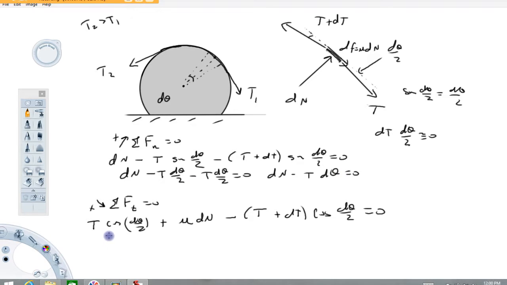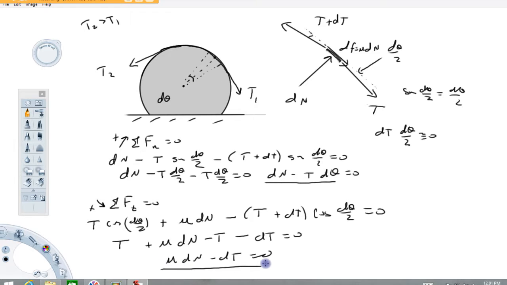Let's take a look at down here now. You notice we got these cosine of d theta over 2's. Well, cosine of d theta over 2, because remember d theta is a differential, is pretty darn close to just cosine of 0, which is 1. So I'm just going to write t plus mu dn minus t cosine d theta over 2. That's effectively going to be just minus t minus dt times cosine of d theta over 2. And again, remember the cosine of d theta over 2 is approximately 1, so I'm not even going to bother writing the 1, equals 0. So the tensions definitely will just add to 0. Mu dn minus dt equals 0. So there's our two equations now kind of cleaned up. 1, 2.